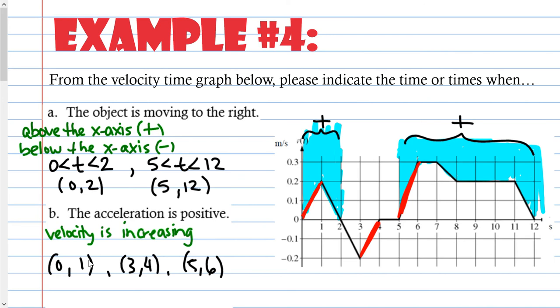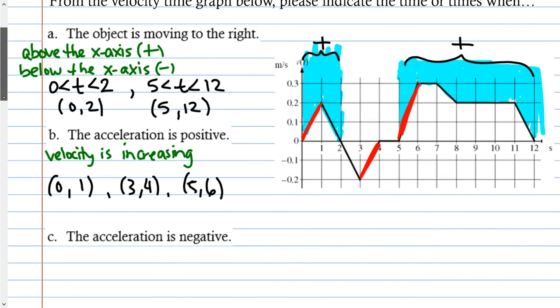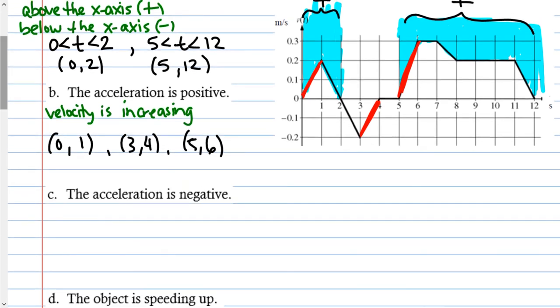Okay, so those are the only places that it's increasing. And therefore, since velocity is increasing, my slope is increasing, my slope is positive, acceleration is positive. All right, C. I'm looking for where the acceleration is negative.